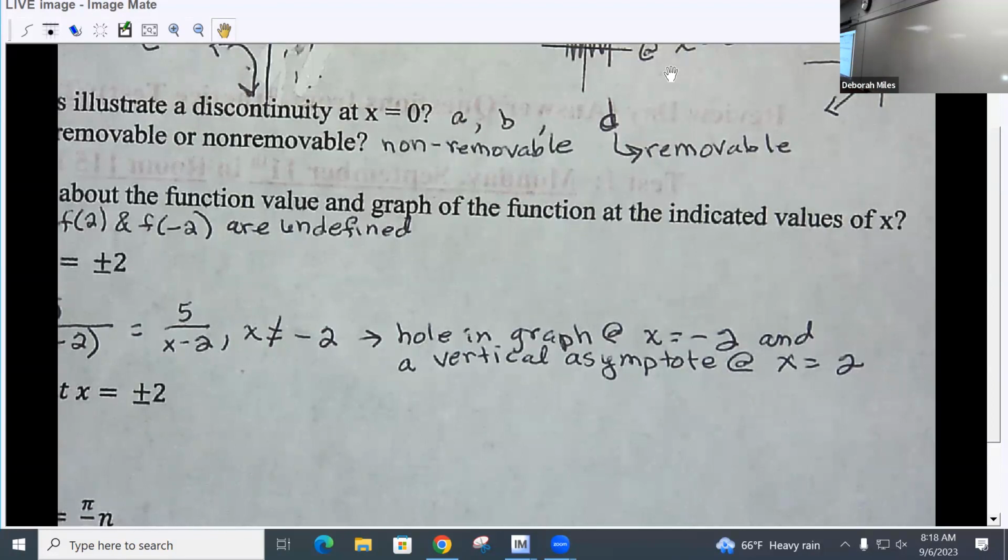A vertical asymptote is the vertical line at x equals some value where your y's are either going to +infinity or -infinity, or possibly +infinity on one side and -infinity on the other. That's the definition of what it means to be a vertical asymptote.